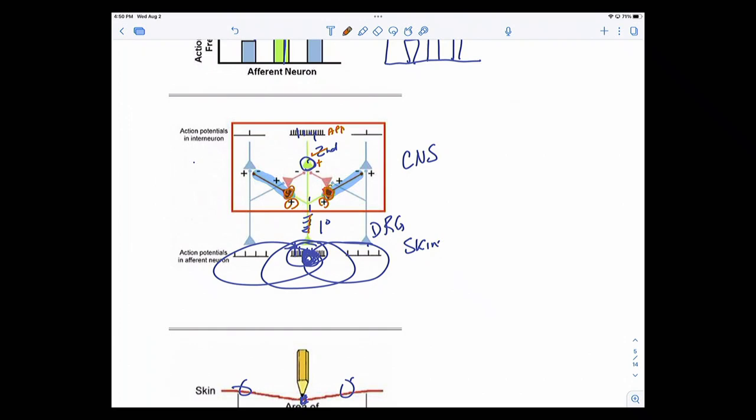Well, what are these two neurons wanting to do? If you look at them, these neurons here are inhibitory neurons. So look at what they're doing there. They are releasing inhibitory neurotransmitters. Typically it's going to be GABA or glycine.